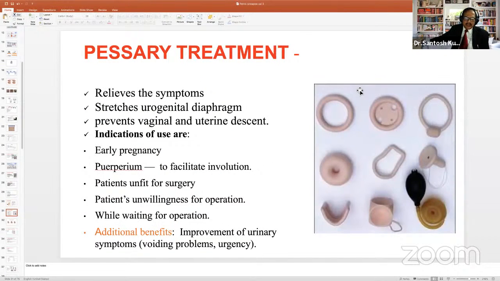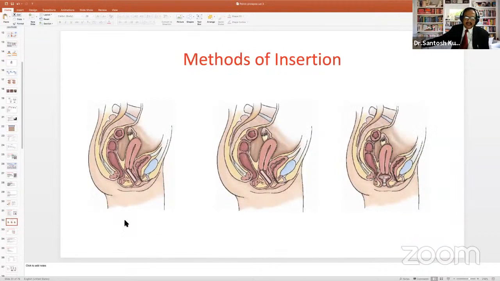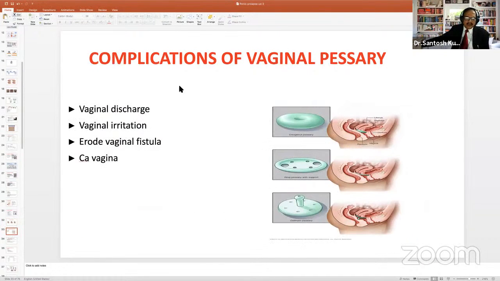This is only for those cases in which you want to delay the surgery till the patient is fit, or if the patient is not fit, then you can use the pessary. But pessary is associated with various complications, and this is not a permanent solution. Pessary can be associated with discharge, irritation, erosion of the vagina, various fistulae, and cancer of the vagina also.